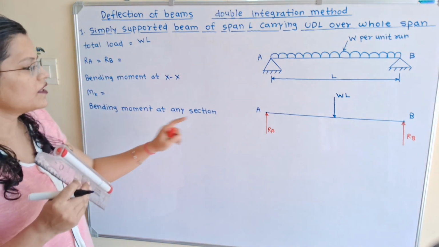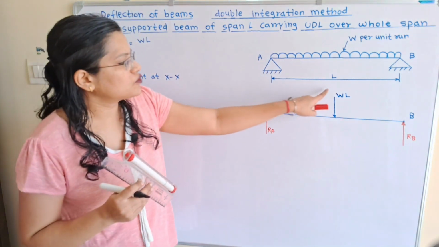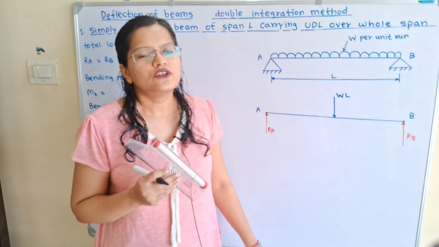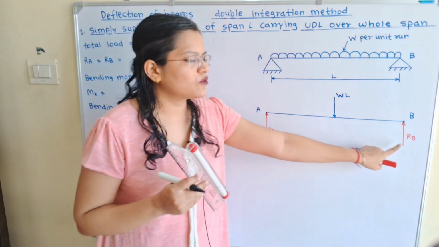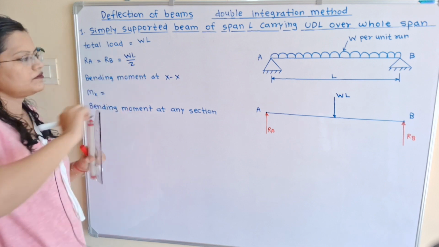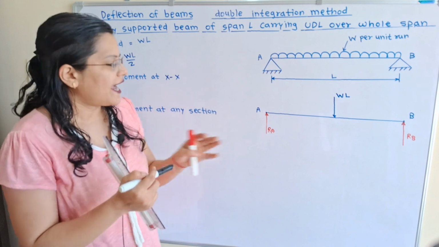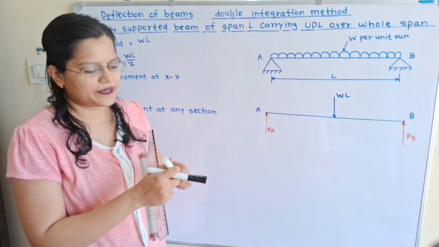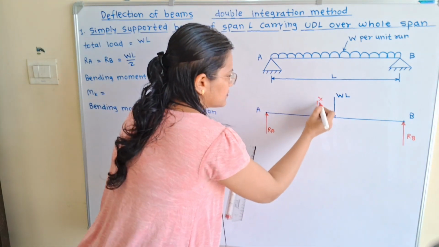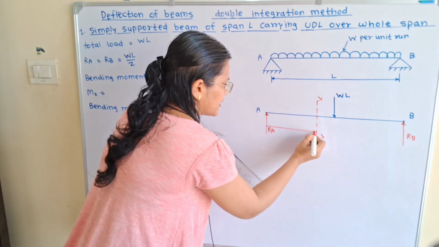Now the beam is supported at two ends and therefore this total load is equally distributed at end A as well as B. So we can say that RA is equal to RB is equal to WL by 2. Now we will consider any section XX at a distance x from RA. I will show the section XX here, and the distance from the reaction RA is equal to x.